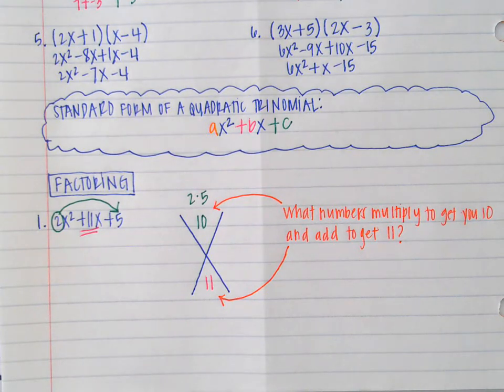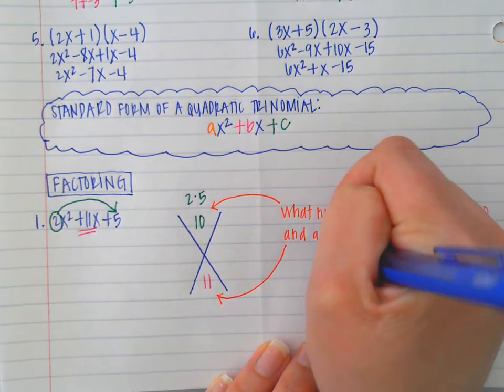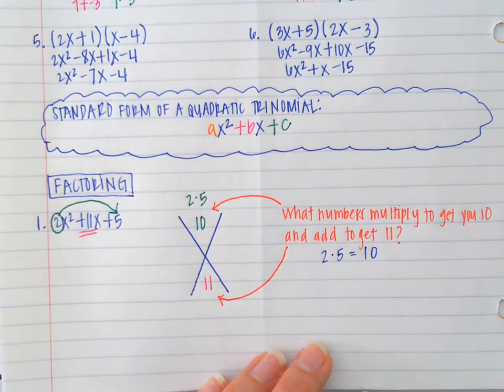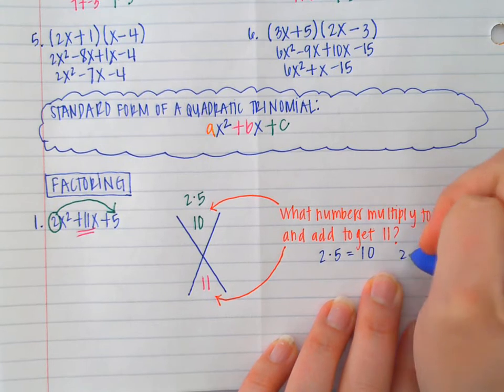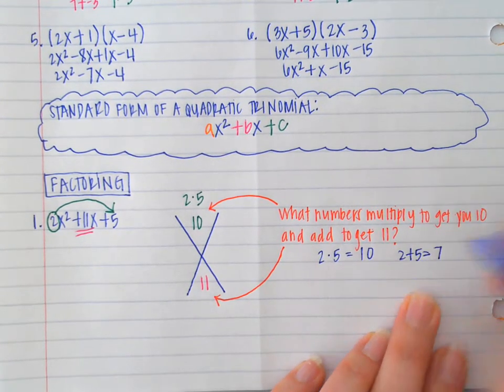Well, we have to think. You can go through the list of what numbers we know multiply together to get us 10, and we can kind of go through that process. I'm sure most of you guys are thinking 2 times 5. We know that gets us 10. But 2 plus 5, well, that gets me 7. So that doesn't work.